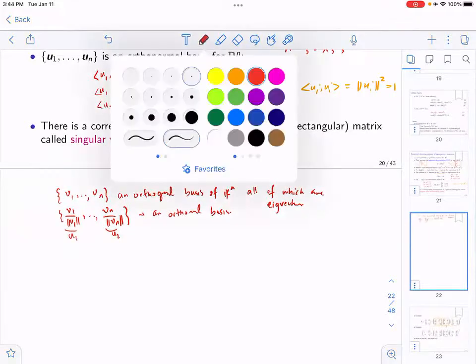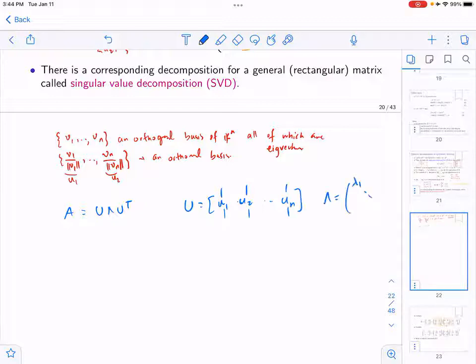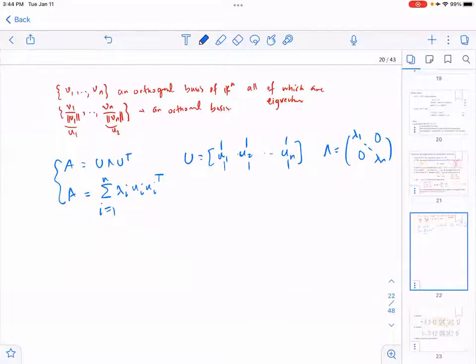If you look at the original one, A is U lambda U transpose. If U has columns U1, U2, up to UN, and lambda is the diagonal matrix with lambda 1 up to lambda n, it's not hard to see that this can be written as a summation over i of lambda i, Ui, Ui transpose. You can expand it; this is a good exercise for you. These two are equivalent. This is just a property of matrix multiplication, via the column expansion of U.